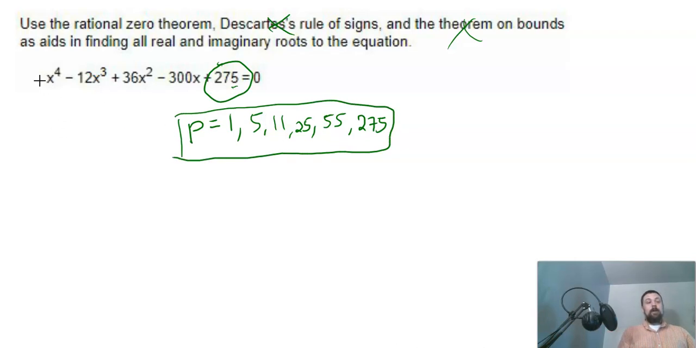That's kind of surprising. Now, Q has to be a factor of the leading coefficient, which is a 1, right? There's no number here. That means it's an invisible 1. The only factor of 1 is the number 1. That's best case scenario, right? If Q is equal to 1, that's the easiest situation to occur.